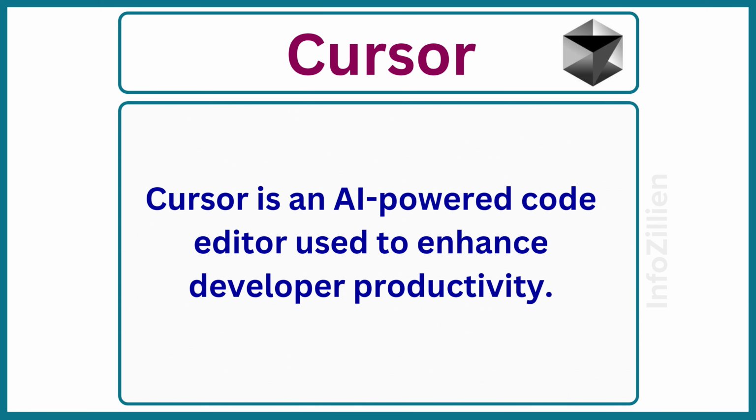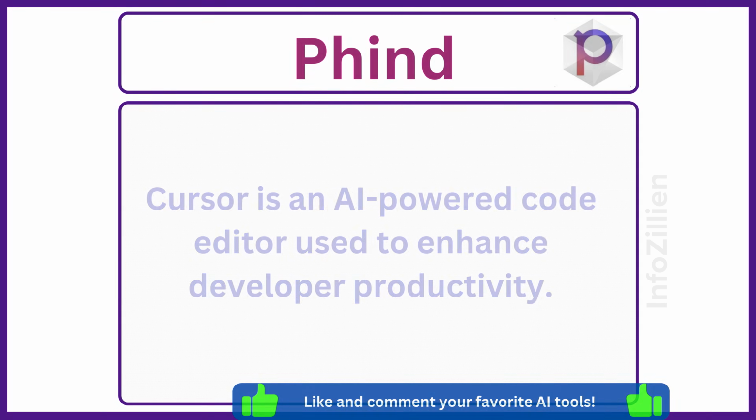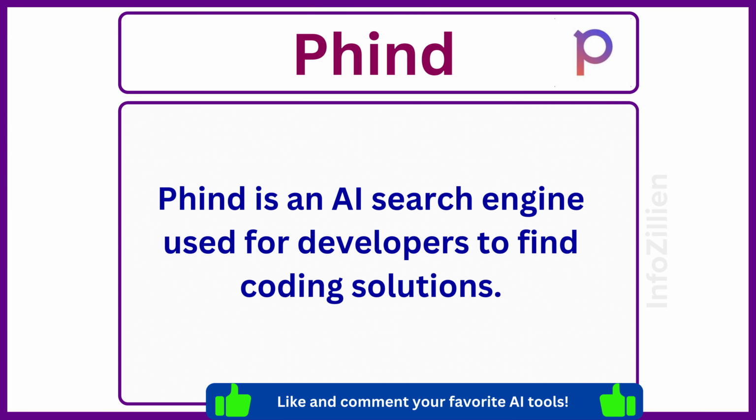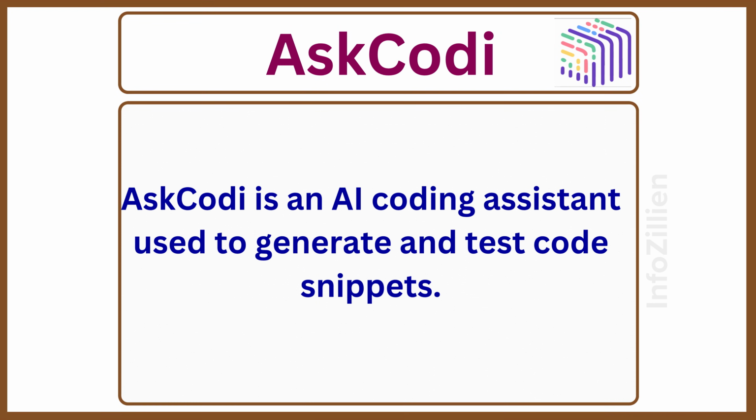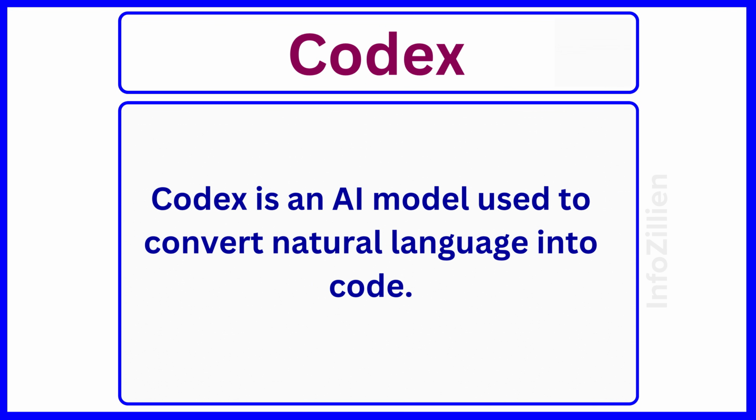Cursor is an AI-powered code editor used to enhance developer productivity. Phind is an AI search engine used for developers to find coding solutions. Ask Cody is an AI coding assistant used to generate and test code snippets. Codex is an AI model used to convert natural language into code.